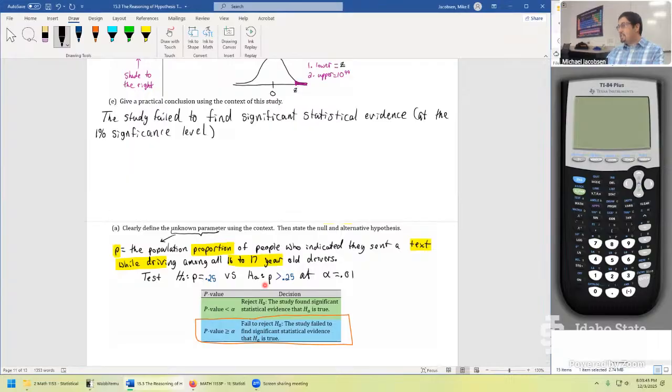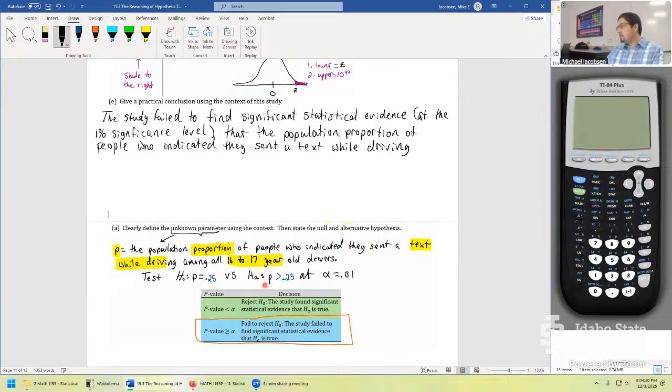So we say what p is. So we'll say that the population proportion of people who indicated they sent a text while driving among all 17 to 18-year-old drivers. Takes a moment to say, but we got it down finally.